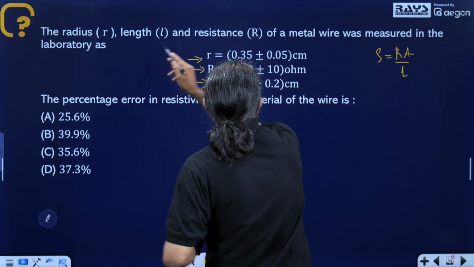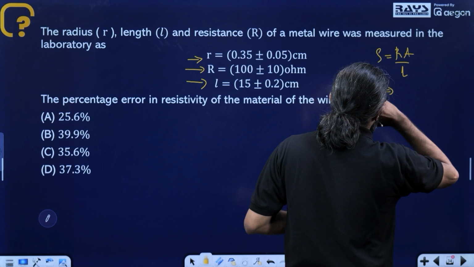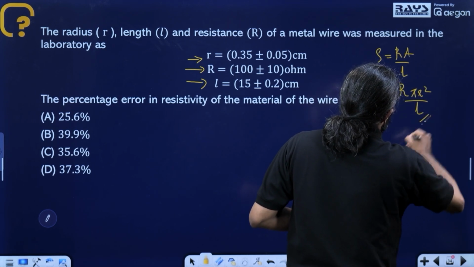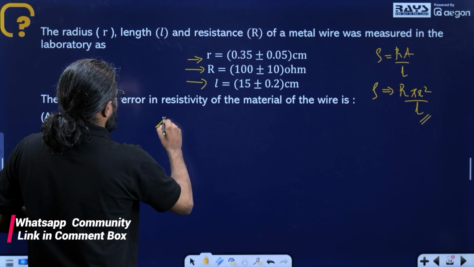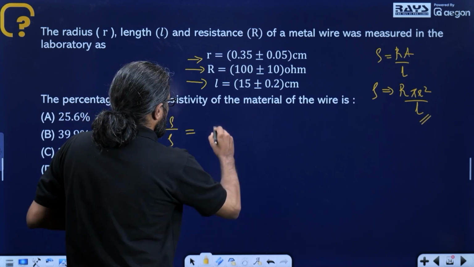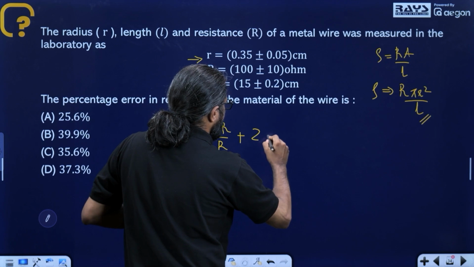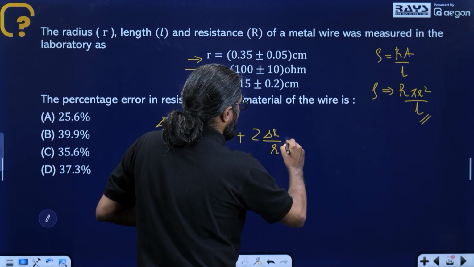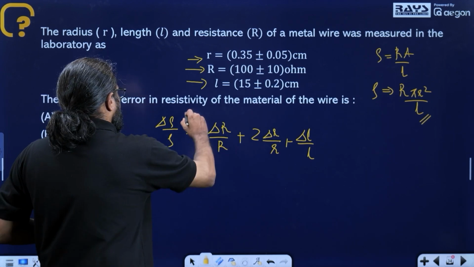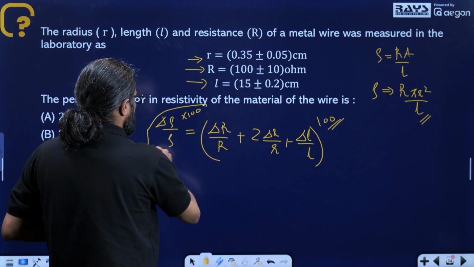A circular cross section of wire A will be pi into small r square. So we have rho is equal to capital R pi small r square divided by L, which actually means delta rho by rho, which I need to find out. Percentage error is delta R by R plus 2 times delta small r divided by r plus delta L divided by L. Alright. Now, into 100, this is exactly what I need to find out.